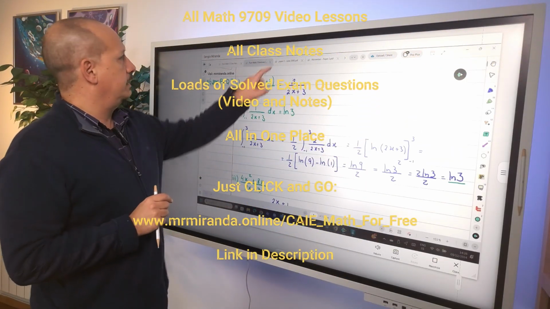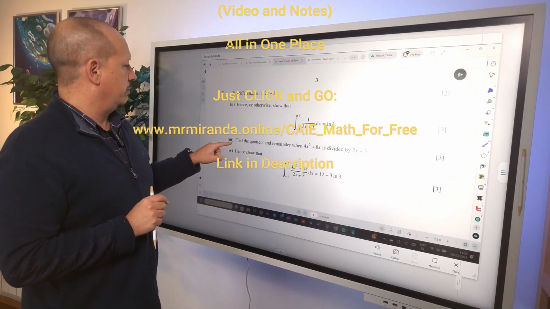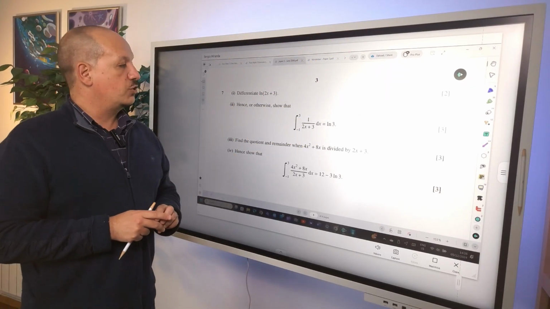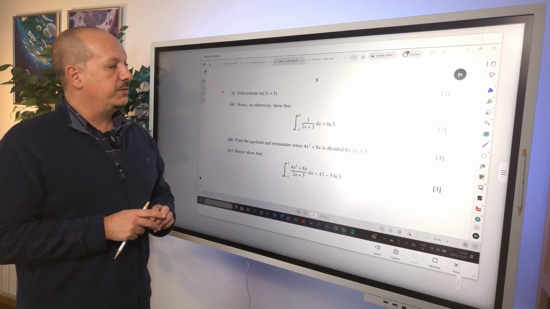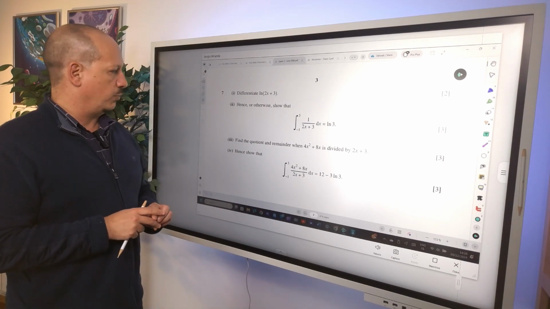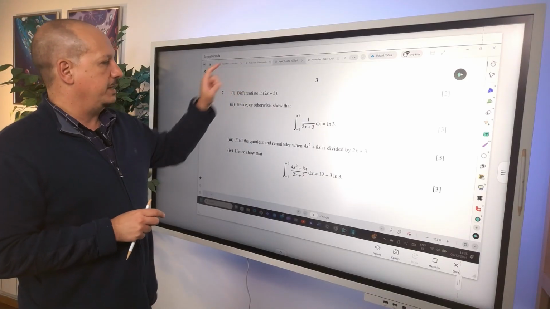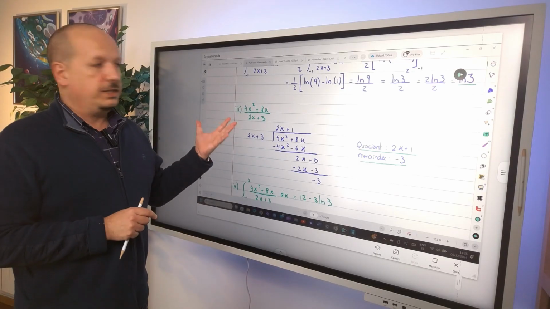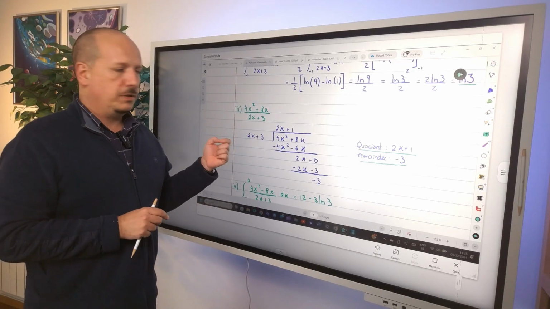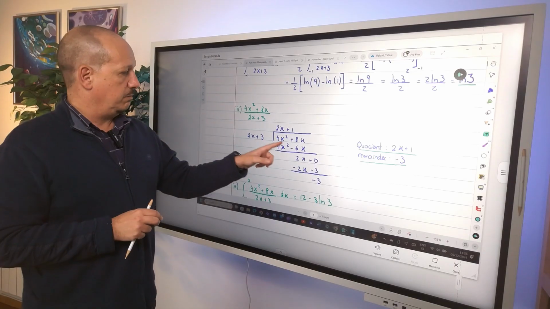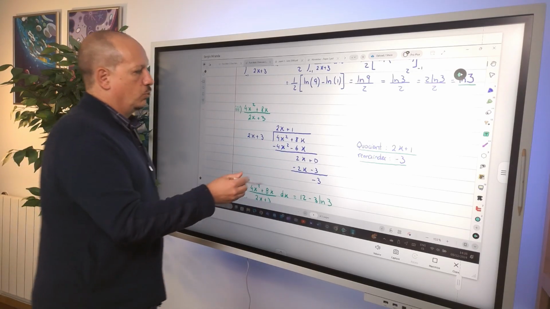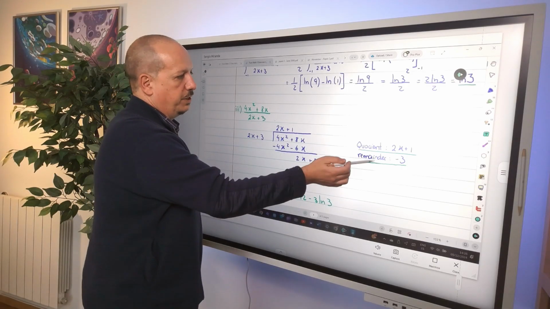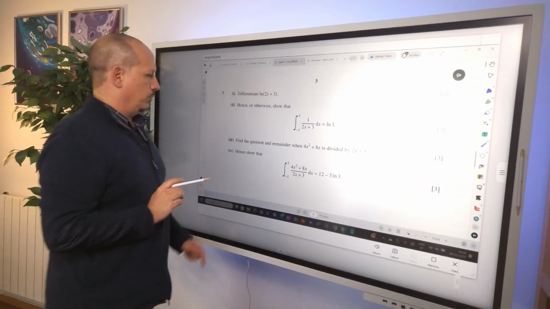You had another question, which was this. Find the quotient and the remainder when 4x squared plus 8x is divided by 2x plus 3. The quotient and the remainder. This you learn in the very first chapter of Pure Math 3. Just divide. You already know the rules. And the quotient is going to be what you have here on top, and the remainder is what you have over here. So that will be it.